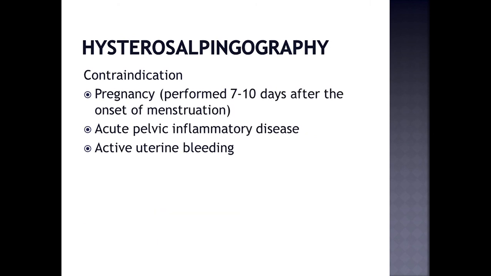HSG contraindications include pregnancy, and hence HSG is always performed on days 7 to 10 after the onset of periods. And HSG is also contraindicated in cases of acute pelvic inflammatory disease as well as in active uterine bleeding.